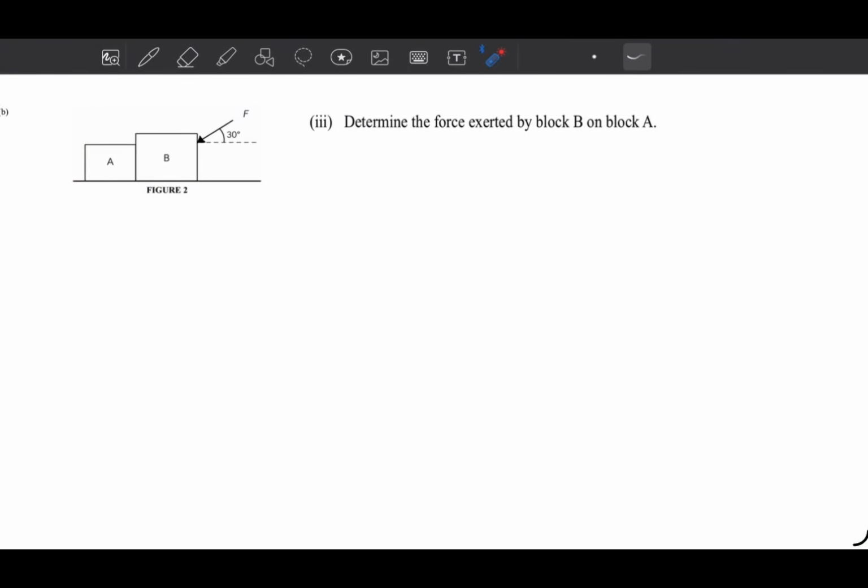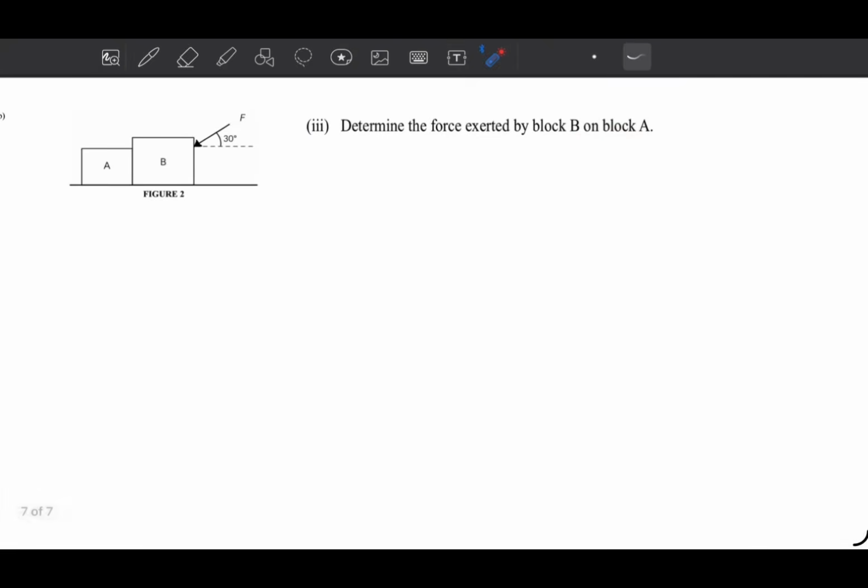Now let us look at the third question here. The question asks to determine the force exerted by block B on block A. So the question is asking for the force on block A. What we had earlier was the free body diagram that we drew for block B, and we were solving the normal force for block B. So the object that we were analyzing is block B. But now block A is our object here.